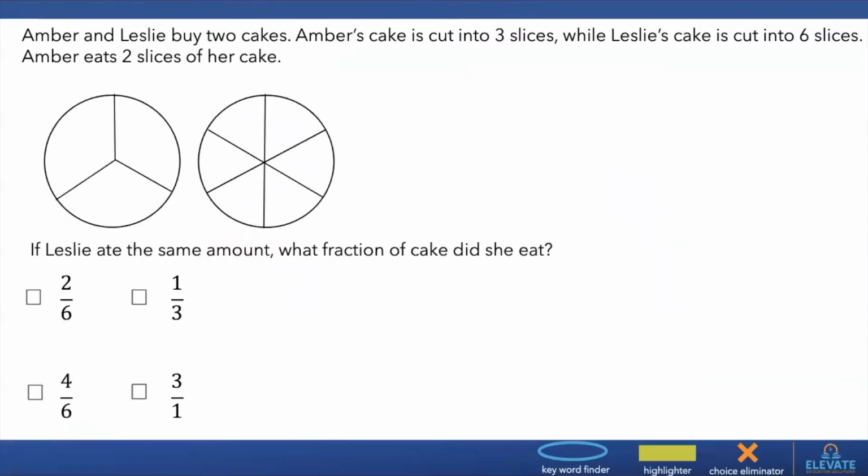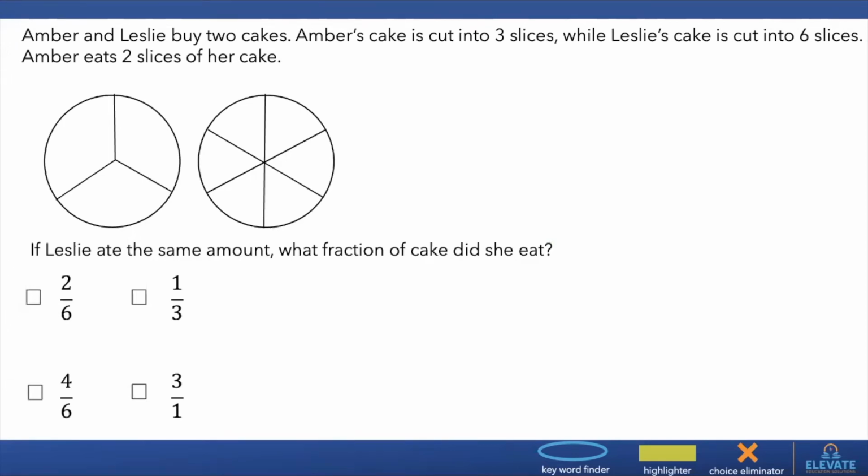Amber and Leslie buy 2 cakes. Amber's cake is cut into 3 slices, while Leslie's cake is cut into 6 slices. Amber eats 2 slices of her cake. If Leslie ate the same amount, what fraction of cake did she eat?